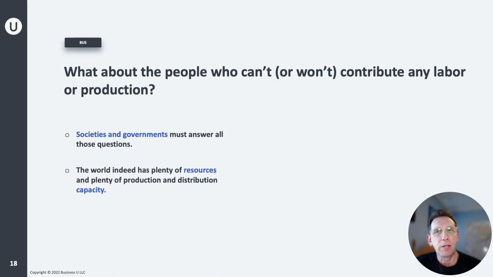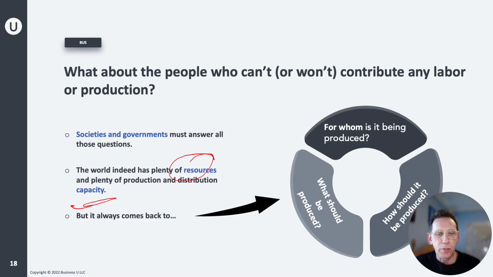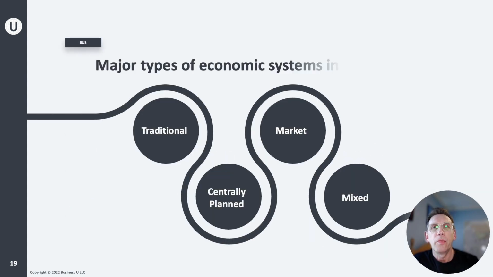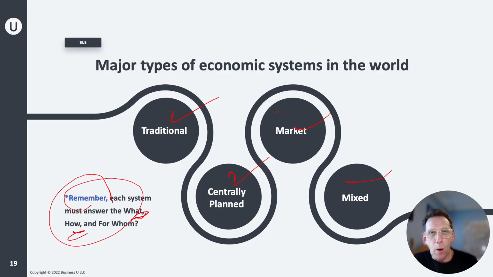The world indeed has plenty of resources and plenty of production and distribution capacity. Okay, there's the resources that are out there, and we have the capacity to produce and distribute all these different products. But it always comes back to for whom is it being produced, how should it be produced, and what should be produced. So there's some major types of economic systems in the world. These are essentially the four right here, okay? Okay, remember, each of these systems must answer the what, the how, and the for whom. So let's talk about each of these economic systems.